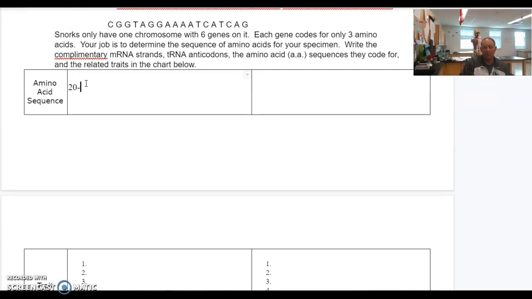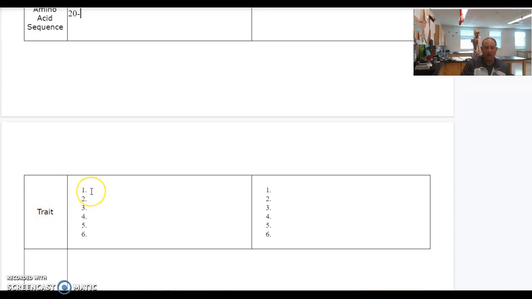Remember, you're going to have 3 amino acids in a row for a protein. Once you have the amino acid sequence written out on that next page, you're going to go for the trait. Trait number 1 is going to be a sequence of 3 amino acids. Obviously, the first one's going to be 20 dash something, and 20 codes for something hairless, hairy, or plump. So you'll put plump if that's the code on Snork number 1 and whatever it is on Snork number 2.